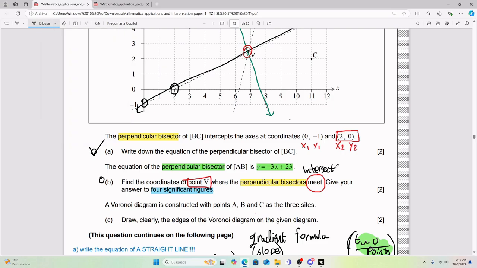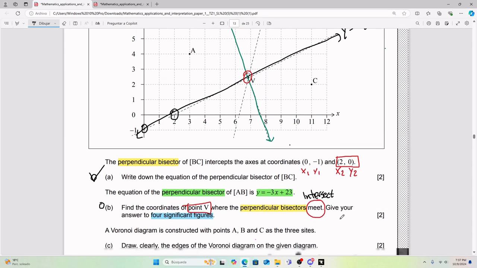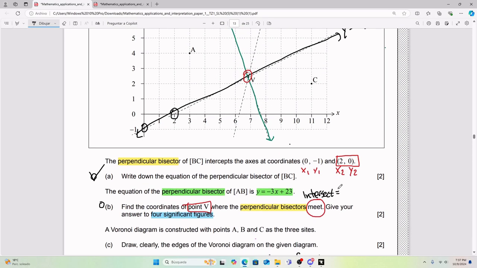And here's the big brain play. If it's where they intersect, it's where they are equal to each other. Ladies and gentlemen, whenever two lines intersect each other, then that means those two lines at that point are equal to each other.